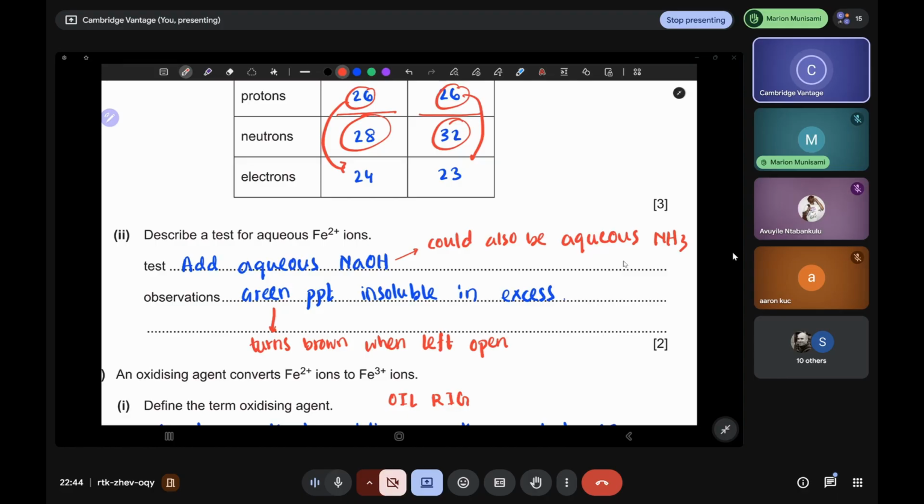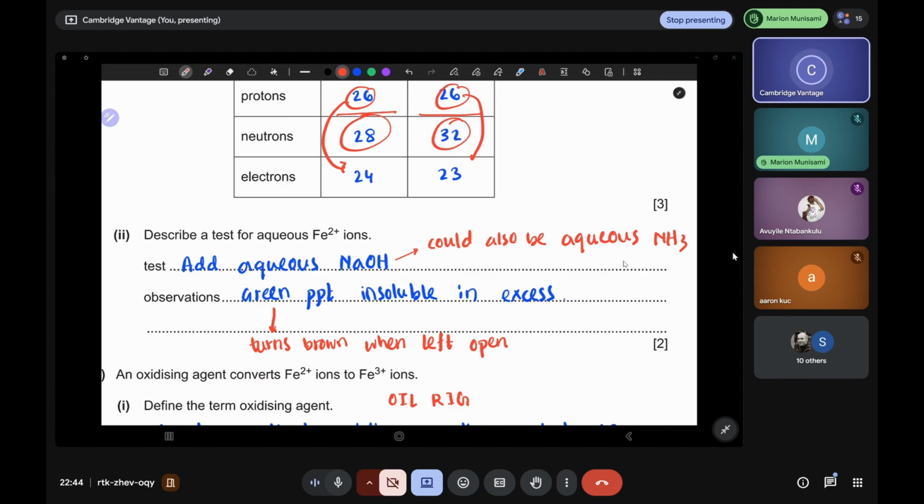And for the observations, again, this is something that you would just directly write from the table, and you would write down that it forms a green precipitate which is insoluble in excess. Now, you don't need to write a full statement that a green precipitate is formed that's insoluble in excess. If you just write green precipitate, insoluble in excess, you get the 2 marks.